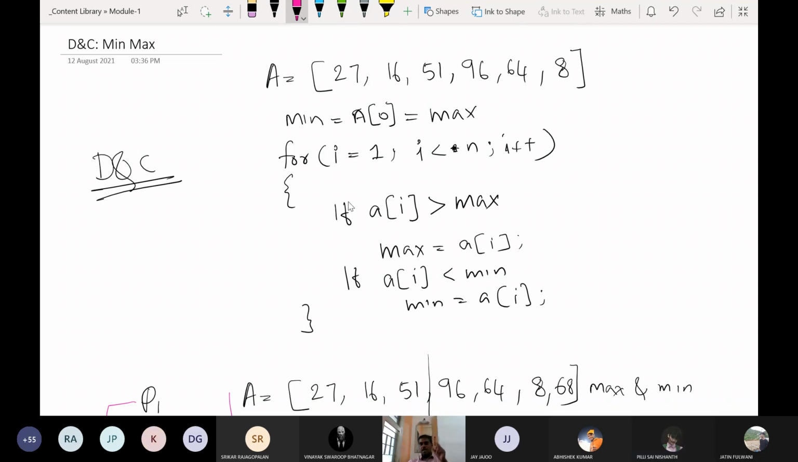But my question is, same n, but the complexity is different. Sometimes it will be less complex, sometimes it will be more complex. What is this? Last semester we have learned: best case, worst case, and average case.